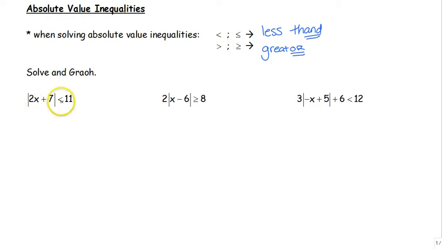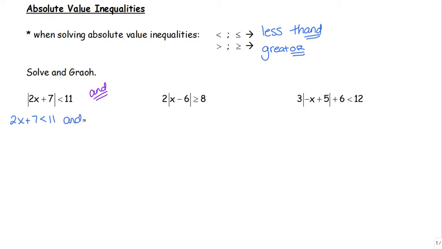So I look at this. I have a less than sign, which means that this is going to be an and compound inequality. So we have the absolute value bars. Remember that this quantity inside could be 11. It could be a negative 11. It's a little bit different than when we solve an equation. First, for an inequality, we write exactly what we see. We drop the absolute value bars. So 2x plus 7 is less than 11. We know it's an and.